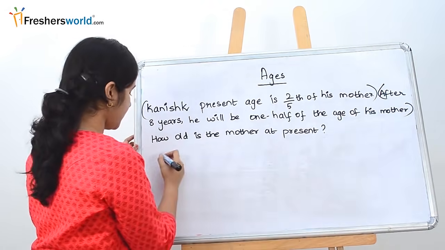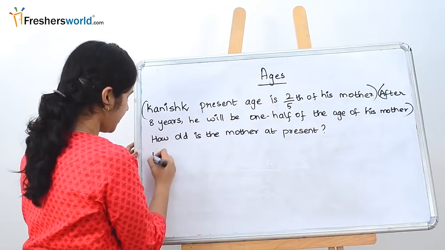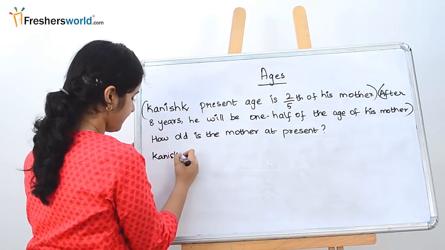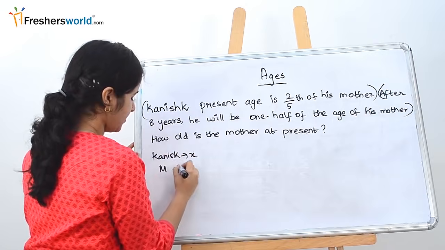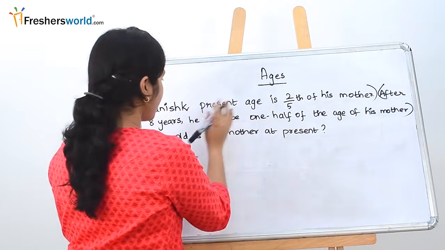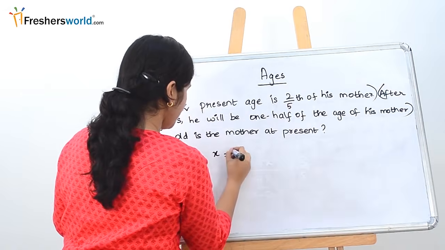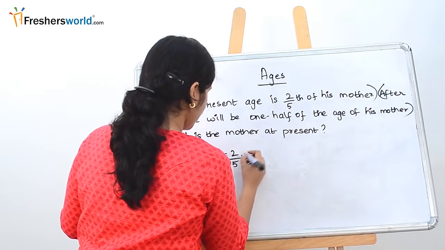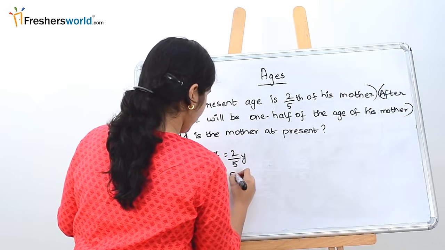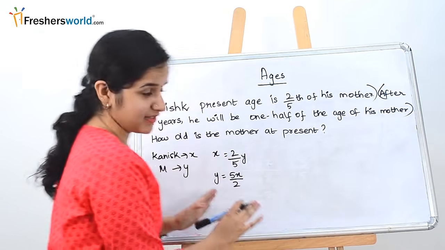So let's write it for the first part. Let's say Kanishk's age is X and his mom's age is Y. So what is the first part? Kanishk's present age is 2/5 of his mother's. So X is nothing but 2/5 of Y. So obviously Y is equal to 5X by 2. Just leave it as such now.